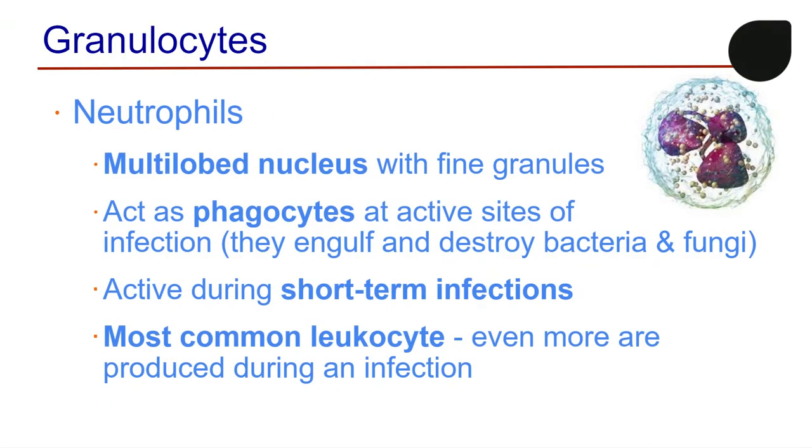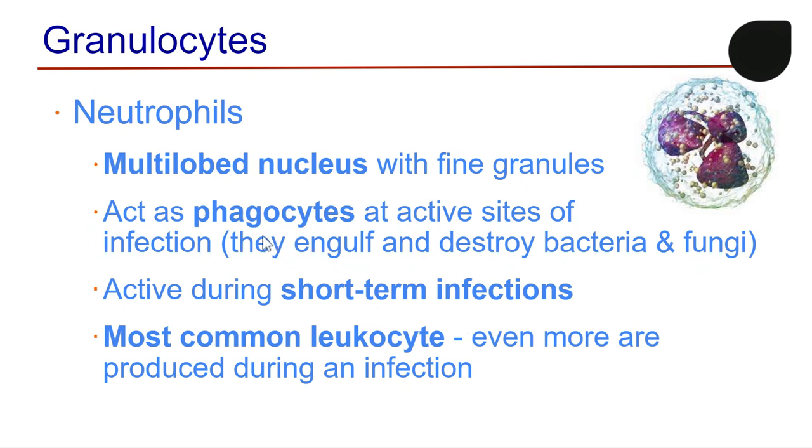All right, so we're going to look at neutrophils first. These are the most common, the most prevalent white blood cells in your body. What do they look like? They have a nucleus that has multiple lobes. This sort of purplish structure is the nucleus, and they have lots of fine granules in their cytoplasm.